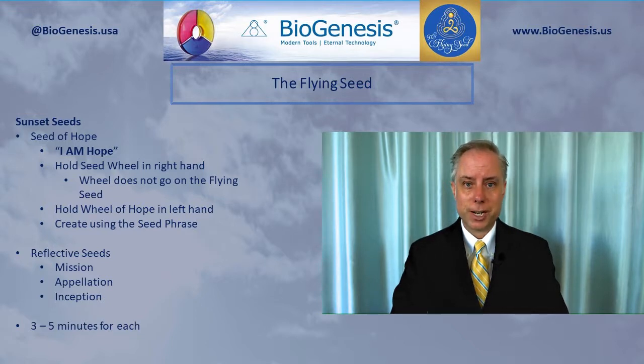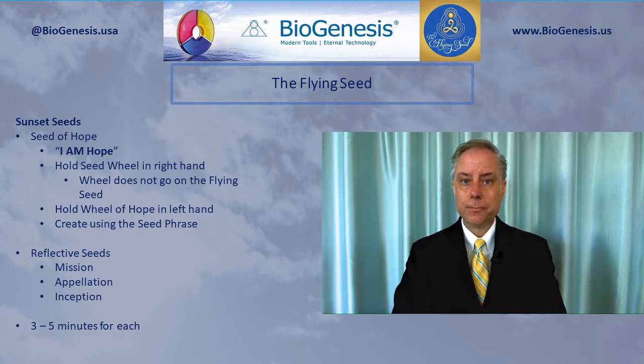Your sunset seeds changed a few weeks ago because Lantos introduced the reflective seeds and the seed of hope. So what we do is we let fly the moon wings before we prepare to do our sunset seeds. We use the intent, I am hope, each time we let fly the moon wings 4 times. That gives us a seed. That is our seed of hope for that evening. But we don't put the wheel for that seed on the flying seed. Instead, we put it in our right hand, and the wheel of hope goes in our left hand.